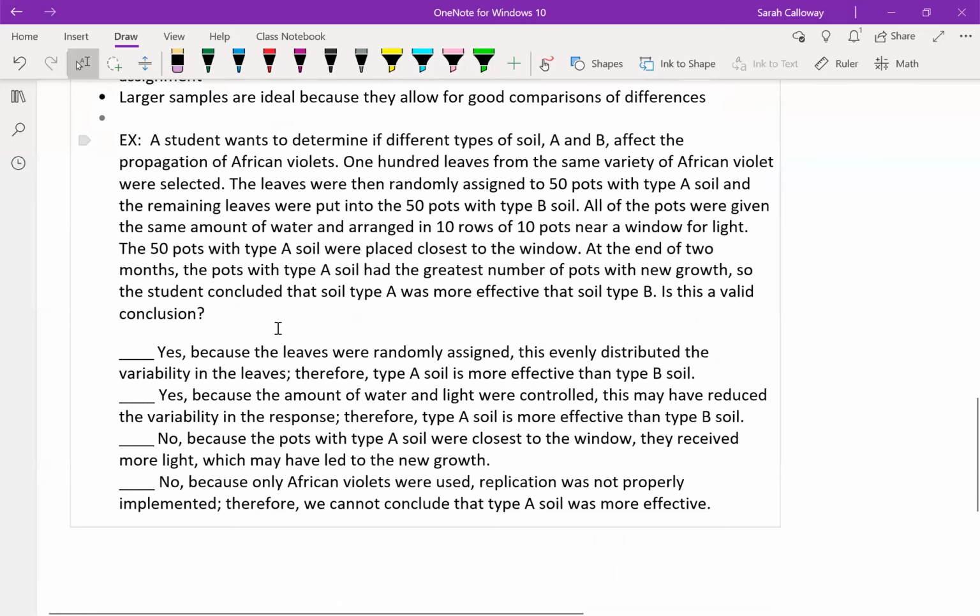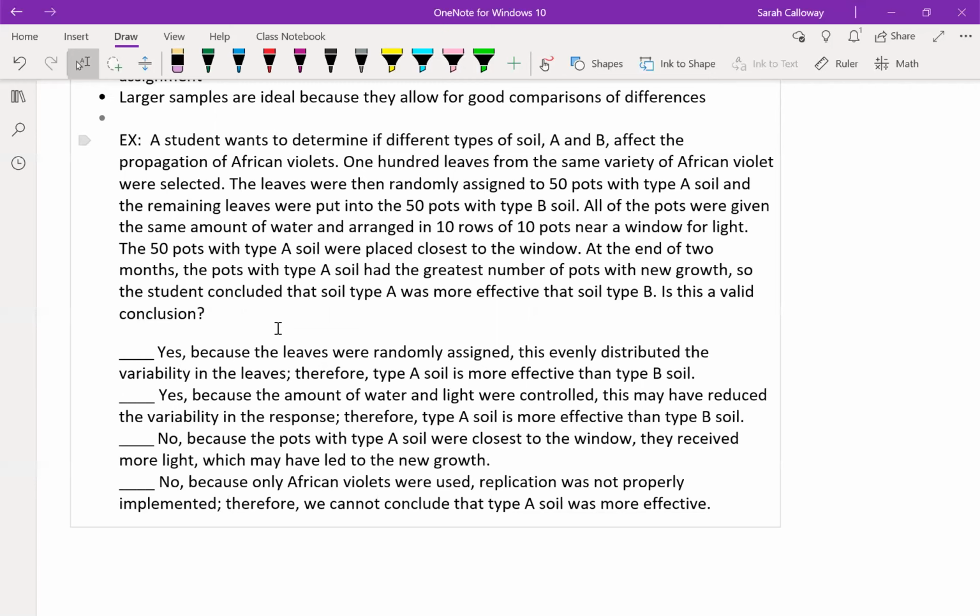So in this last example, a student wants to determine if different types of soil, A and B, affect the propagation of African violets. 100 leaves from the same variety of African violet were selected. The leaves were then randomly assigned to 50 pots with type A soil, and the remaining leaves were put into 50 pots with type B soil. All the pots were given the same amount of water and arranged in 10 rows of 10 pots near the window for light. The 50 pots with type A soil were placed closest to the window. At the end of 2 months, the pots with type A soil had the greatest number of pots with new growth. So the student concluded that soil type A was more effective than soil type B. Is this a valid conclusion?